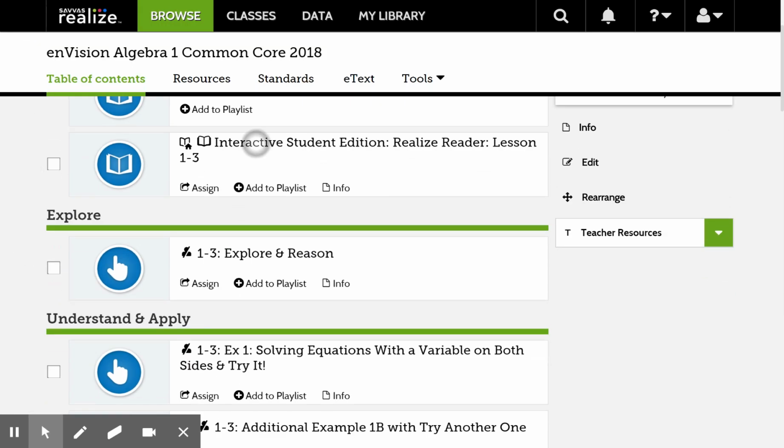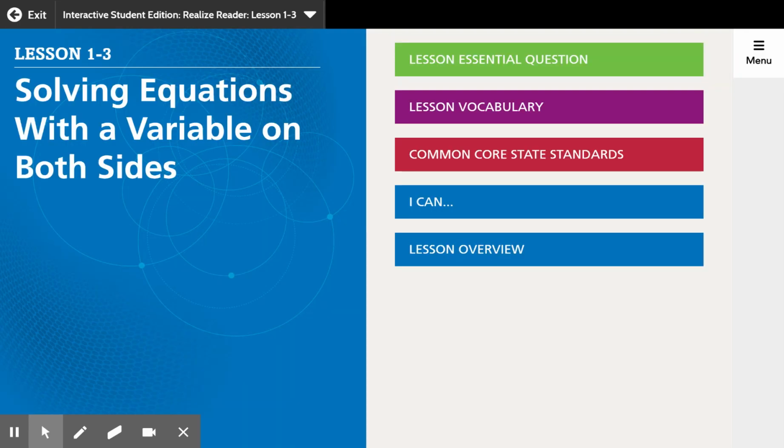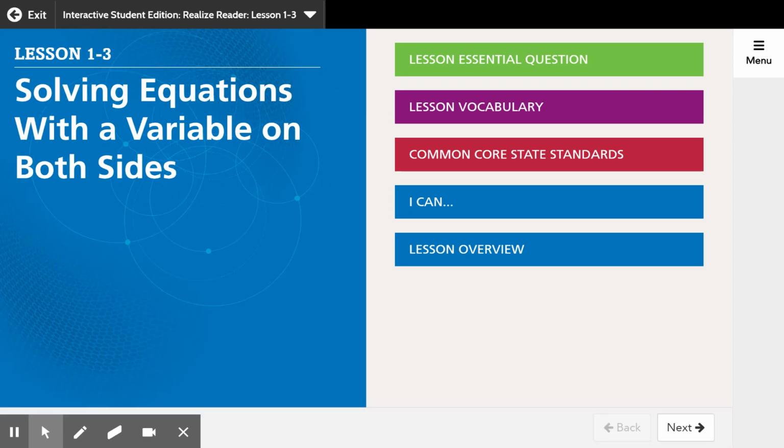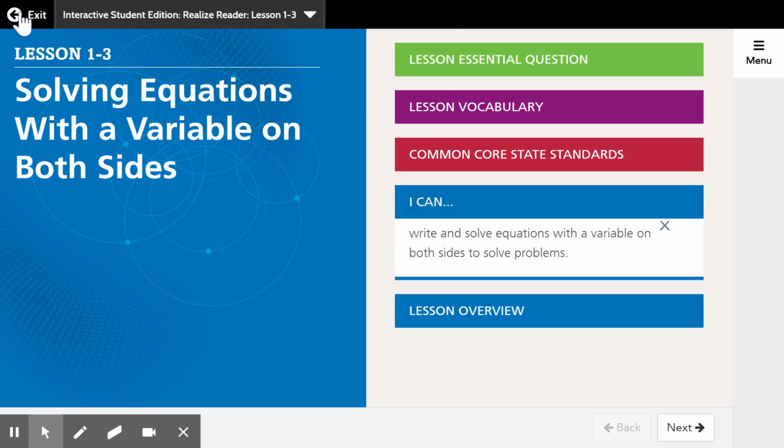But before we get into it, I want to remind you what the I can statement is, the learning target for today. So what we've been doing in 1.2 and 1.3 is solving equations, and now we're getting to variables on both sides. So it all falls underneath the I can statement. I can write and solve equations with a variable on both sides to solve problems.